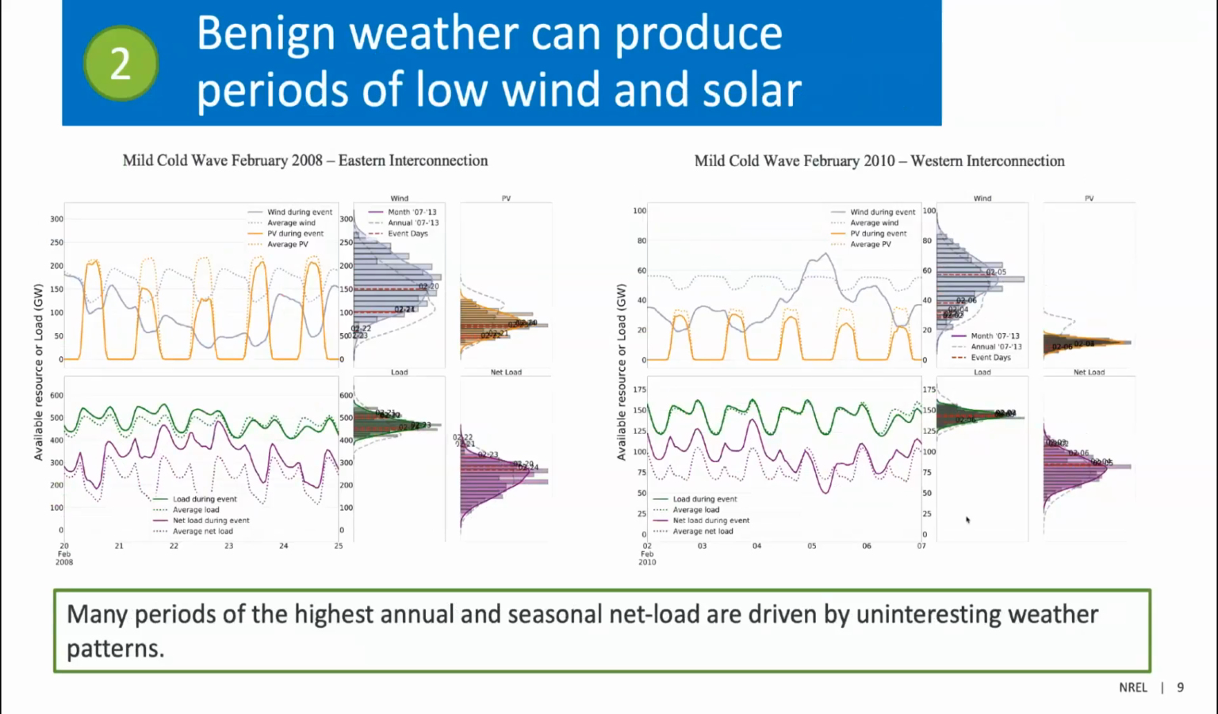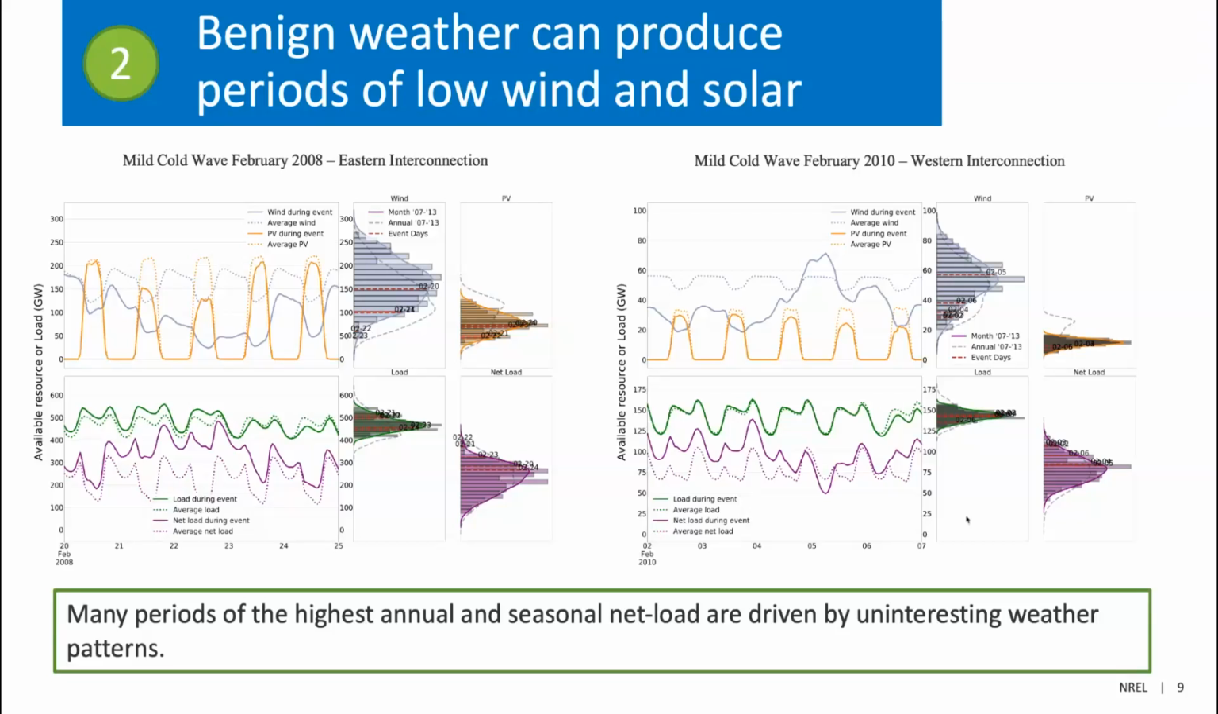which is finding number 2, that we have a whole host of events where the resource is relatively low, but it tends to happen during relatively uninteresting weather patterns. So we've pulled 2 different events, which we call kind of more benign weather events. One is a mild cold wave in February 2008, on the left-hand screen, and we're looking at the Eastern Interconnection here. And on the right, we're looking at another mild cold wave, but this time in February 2010, focused on the Western Interconnection.